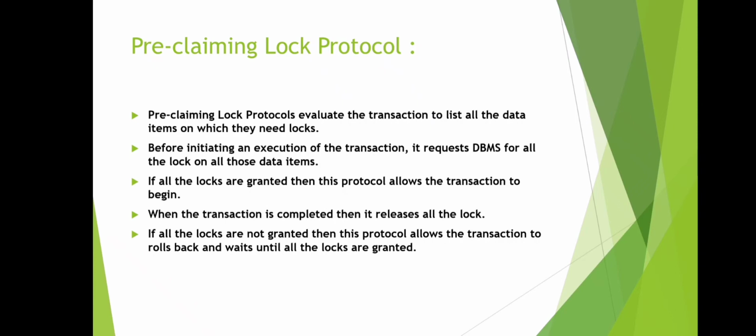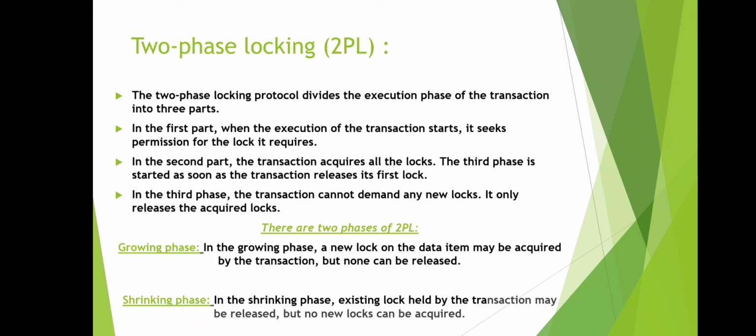Pre-claiming lock protocol. Pre-claiming lock protocol evaluates the transaction to list all the data items on which it needs locks. Before initiating execution of the transaction, it requests the DBMS for locks on all those data items. If all the locks are granted, then this protocol allows the transaction to begin. When the transaction is completed, it releases all the locks. If all the locks are not granted, then this protocol allows the transaction to roll back and wait until all the locks are granted.